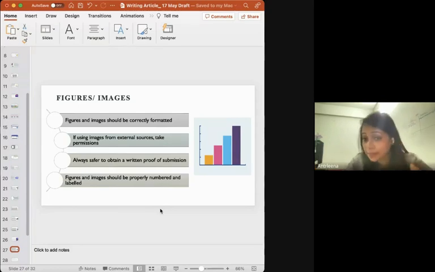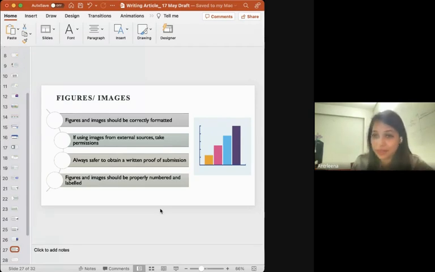So again, figures and images, if you're using figures and images in your paper, in your research article, make sure they're correctly formatted. In every journal, there will be instructions how to format your figures and images. Sometimes they will ask you to add it in your research paper. Sometimes they will ask you to make a separate document and send those figures and images. See what they want and do it accordingly.